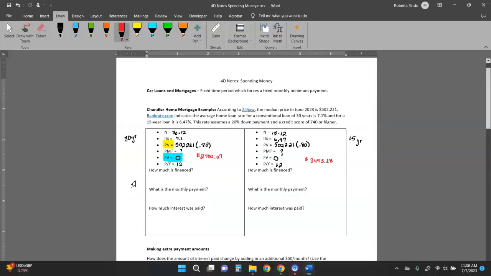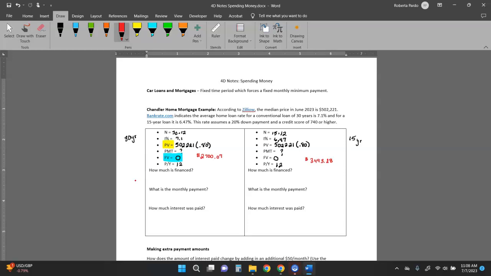Our payment is $2,700.07. And when we do the same thing for the 15-year, we get $349,493.28. So it's a little bit more. It's about $700 more.